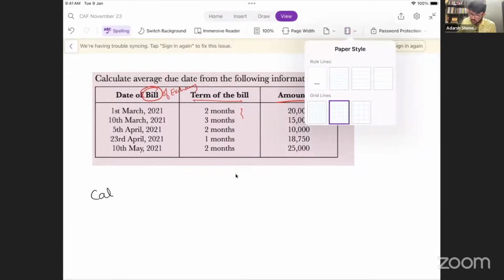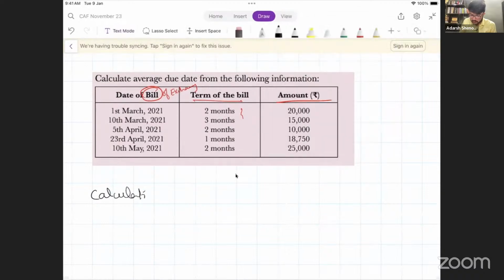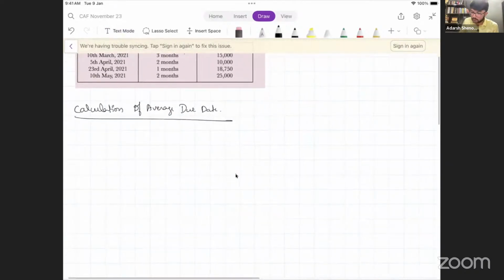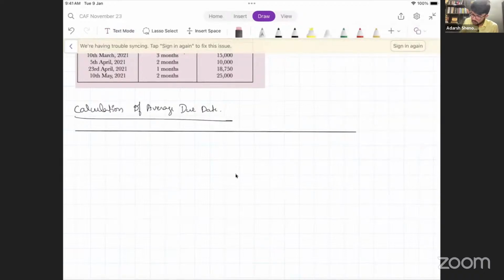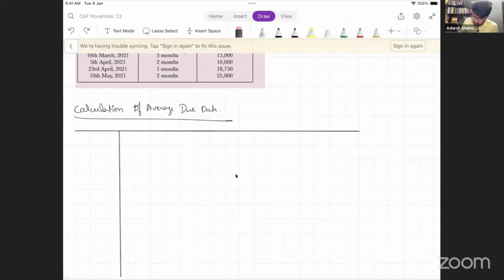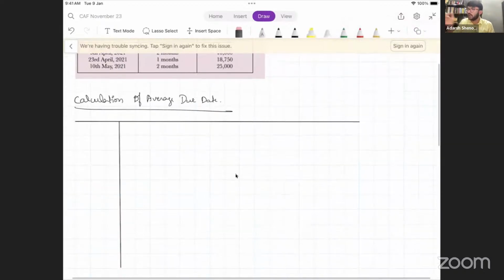Calculation of average due date. See, the due date is not directly given, so we have to draw a table of 6 columns. Remember, if the due date is directly given, we just have to draw a table of 4 columns. I'll tell you what these 4 columns are. Otherwise, we have to draw a table of 6 columns. The due date is not given in the question, okay? They have given the date of the bill and the term of the bill, but not the due date. So we have to calculate the due dates, and after that we calculate the average due date.